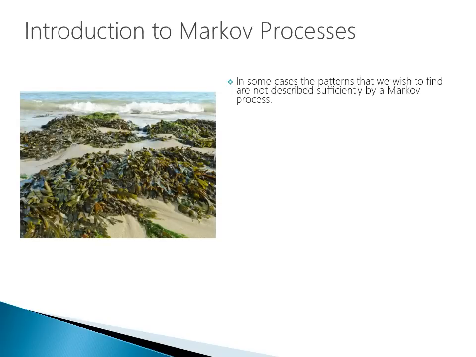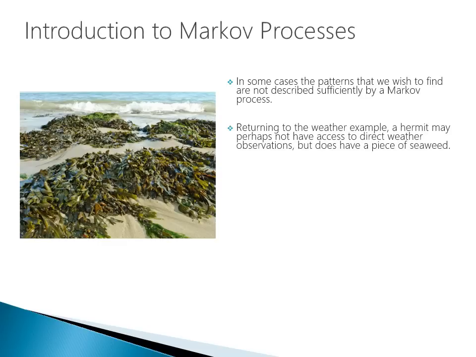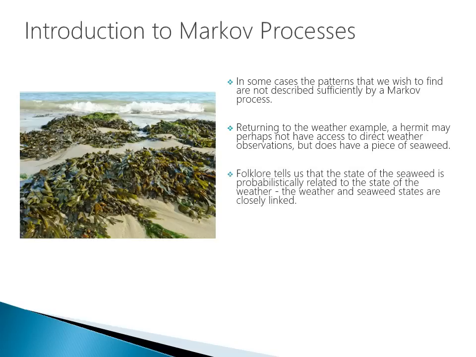In some cases, the patterns that we wish to find are not described sufficiently by a Markov process. If we return to our weather example, a hermit may perhaps not have access to direct weather observations, but he does have a piece of seaweed. Remember, folklore tells us that the state of the seaweed is probabilistically related to the state of the weather. The weather and seaweed states are closely linked.